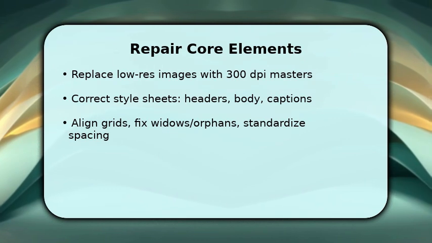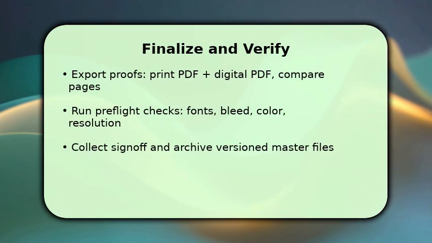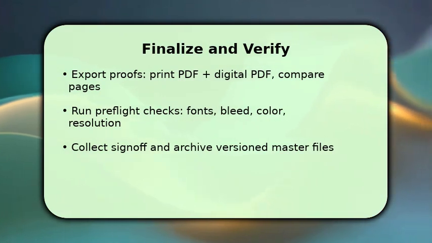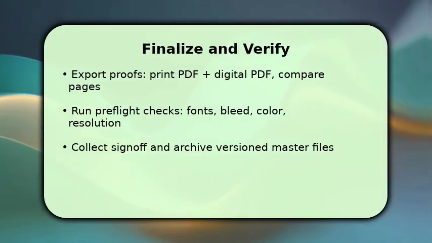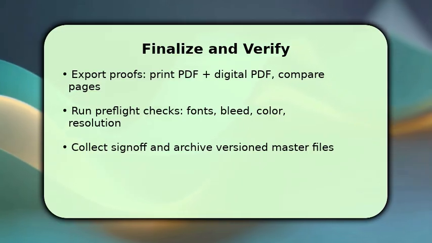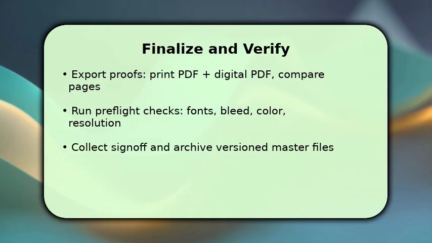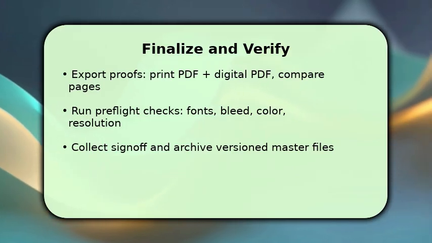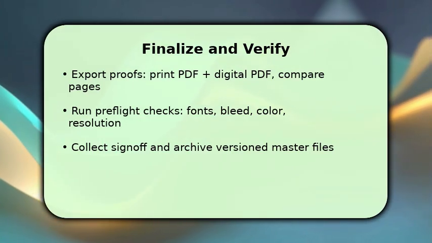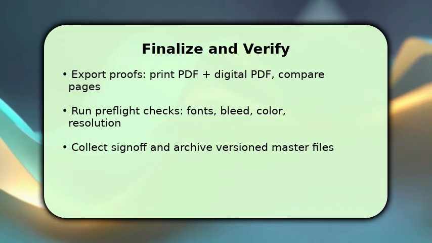Finish by exporting both print and digital proofs, then compare them page by page against the corrected source. You should run full pre-flight checks to confirm fonts are embedded, bleed and trim are correct, color spaces match intended output, and all images meet resolution limits. After that, obtain stakeholder sign-off and archive a versioned master with clear naming.